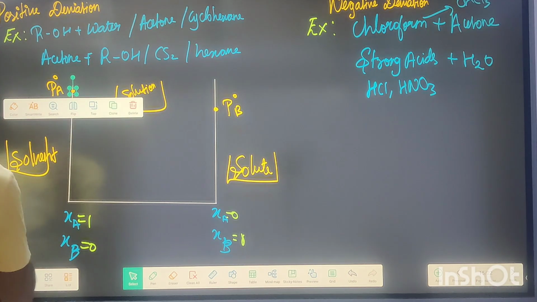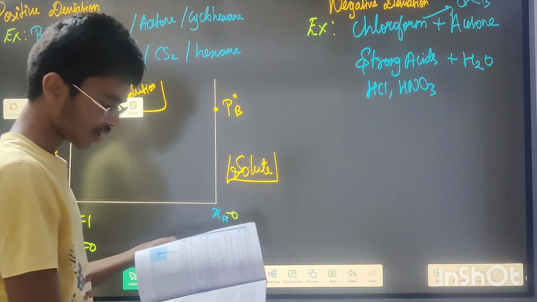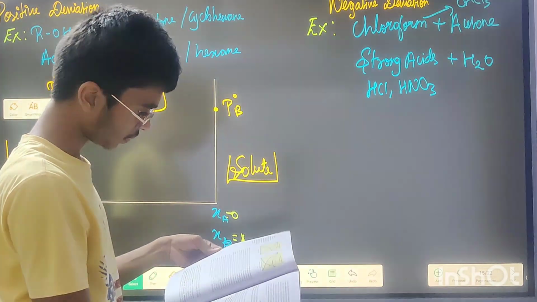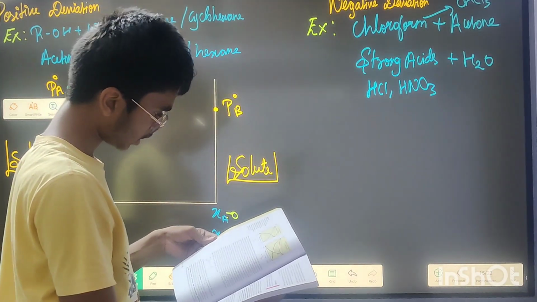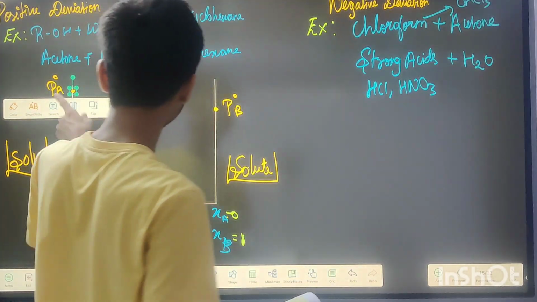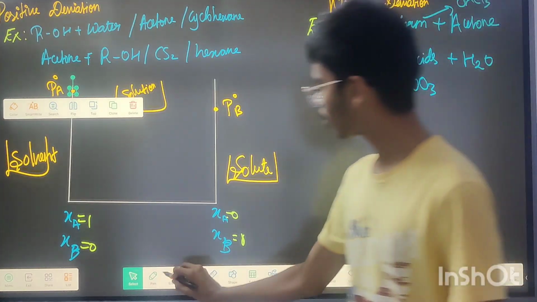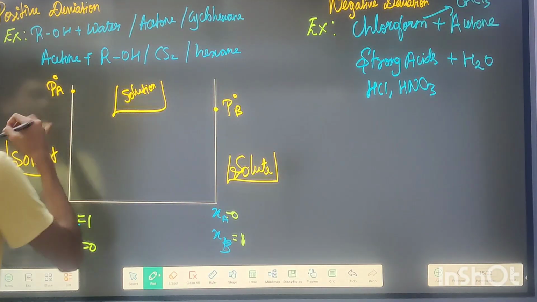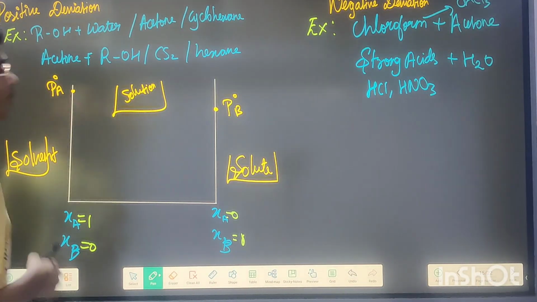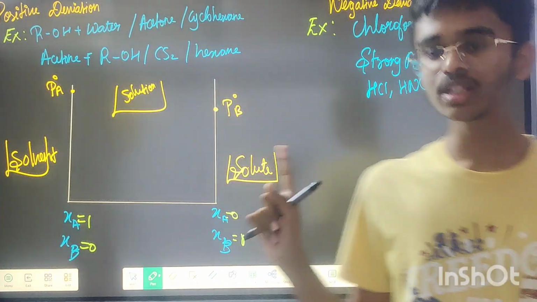Okay, so I hope that is all clear. I will check for which one they have taken high. For the solution that shows positive deviation, for this they have taken like this. For both of them, A is what? More volatile. Okay, A is more volatile, because here it is the solvent now. So the solvent will be more volatile than the solute.